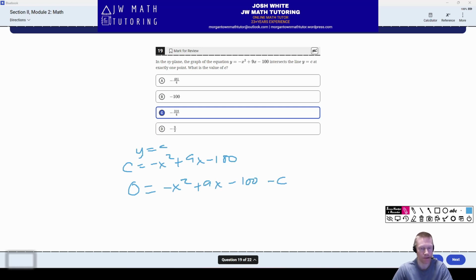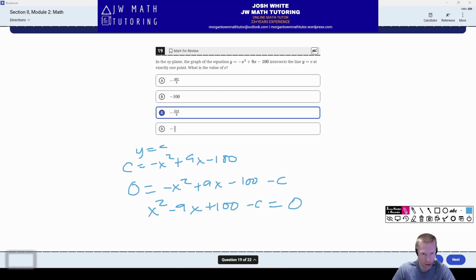you could move everything over to the other side, or you could think about it as multiplying by -1. I'm just going to make it so that the a term, the coefficient in front of the x squared, is positive. So I'm going to make this x squared, then minus 9x, then plus 100, then minus c, equals 0.